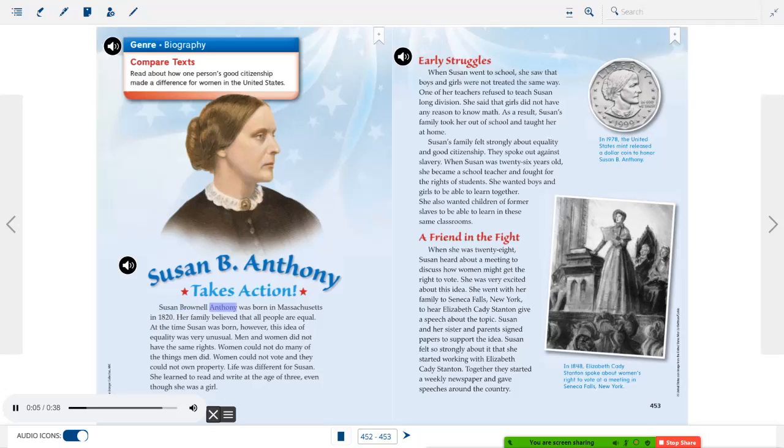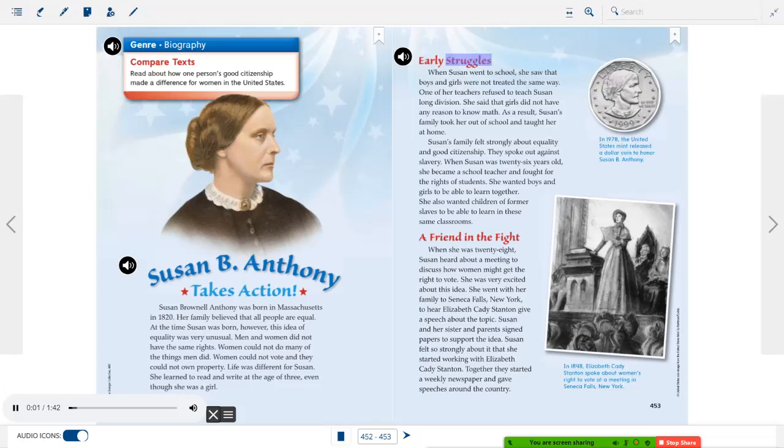Susan Brownell Anthony was born in Massachusetts in 1820. Her family believed that all people are equal. At the time Susan was born, however, this idea of equality was very unusual. Men and women did not have the same rights. Women could not do many of the things men did. Women could not vote, and they could not own property. Life was different for Susan. She learned to read and write at the age of 3, even though she was a girl.